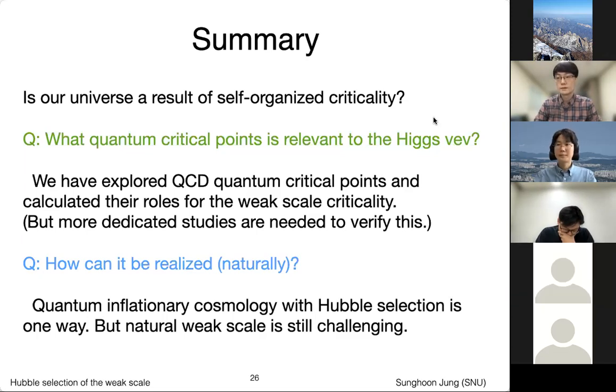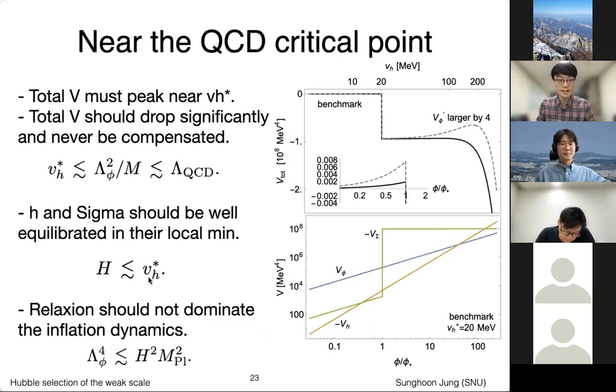Can I ask a very nice question? Yeah, sure. I think you didn't mention the inflation scale. If we consider a very low energy inflation scale, can this mechanism work or not? It needs a very low Hubble scale. It has to be at least smaller than ΛQCD. If it's larger than ΛQCD or the critical point of the Higgs value, the Higgs field will also experience large fluctuations, roughly speaking. Then our consideration becomes very complicated.